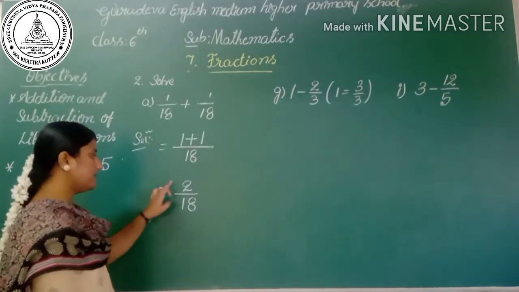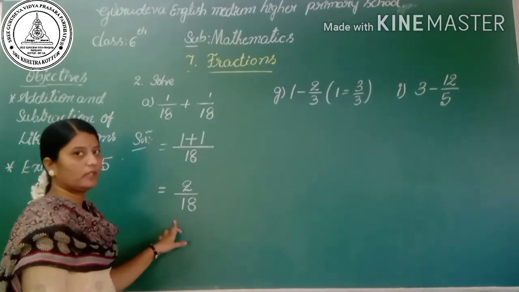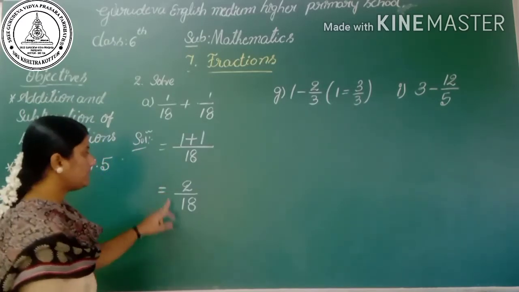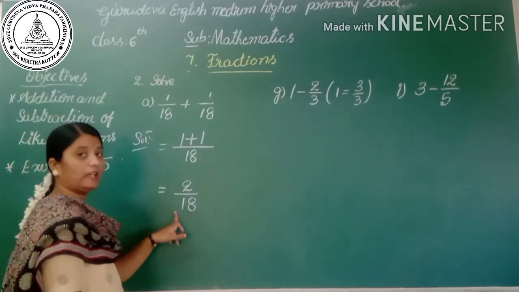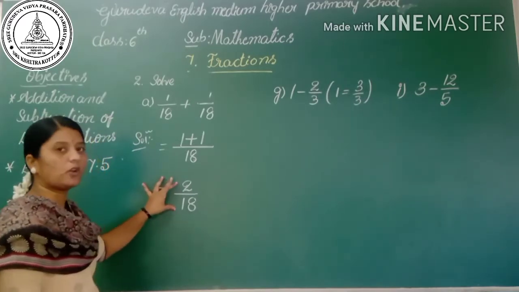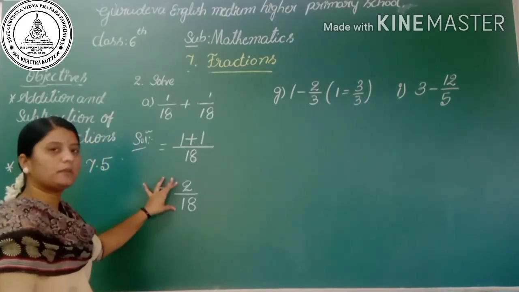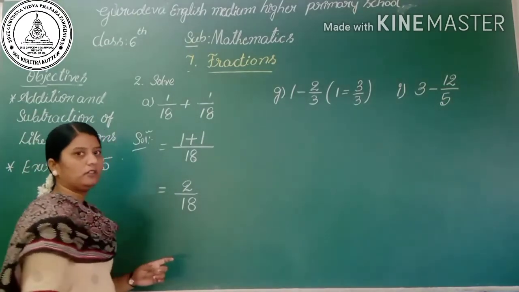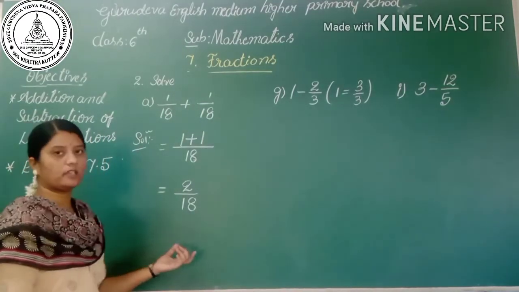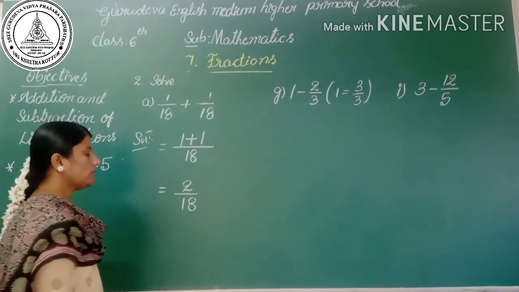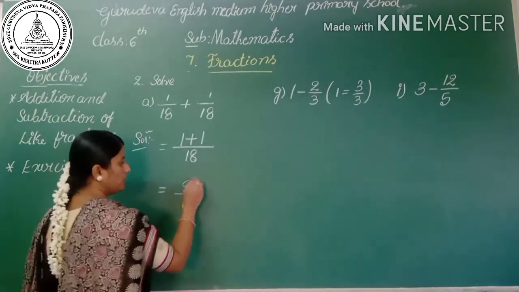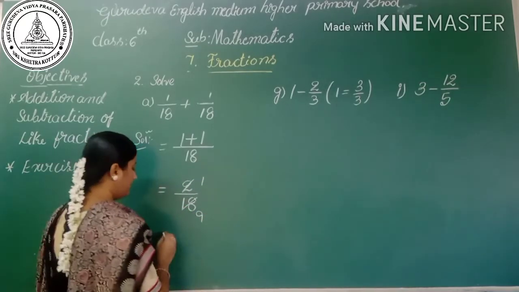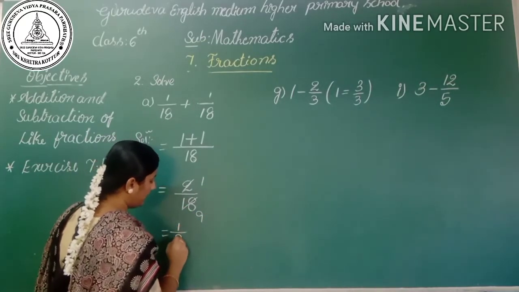Now you see here, is it in the simplest form? No. So what we have to do? We have to write in the simplest form. You see here there is a 2 and 18. Both these numbers are divisible by the same number, that is 2. So how can we write here? We can do the cancellation, or else we can divide by the 2. I will do cancellation here. 2 1s are 2 and 2 9s are 18, which is equals to 1 by 9.